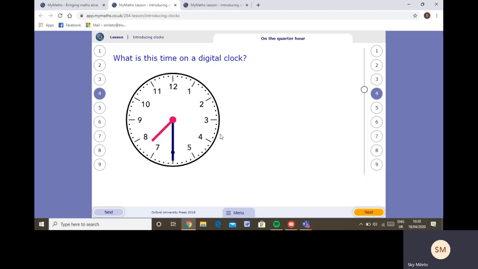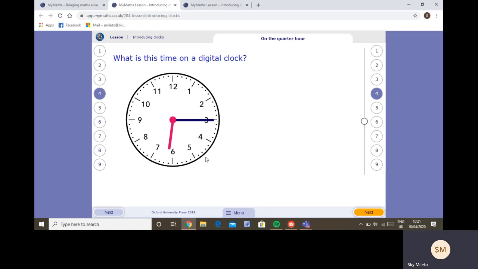We know there are 60 minutes in 1 hour. So when the minute hand is pointing to the 6, which is half an hour, we know that must be 30 minutes. So the hour hand's pointing between the 7 and the 8. I know that it's 7 o'clock and how many minutes? Half an hour, because it's half past, which is 30 minutes. So it is 7:30, which will be shown on a digital clock as 7:30. And you can read that either way.